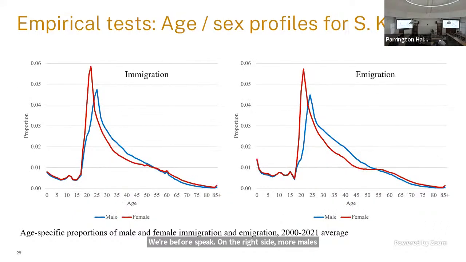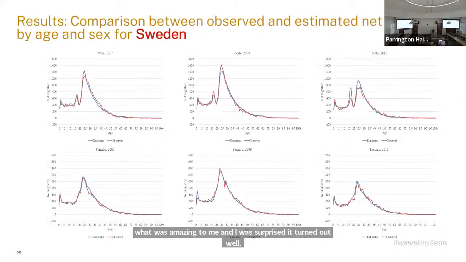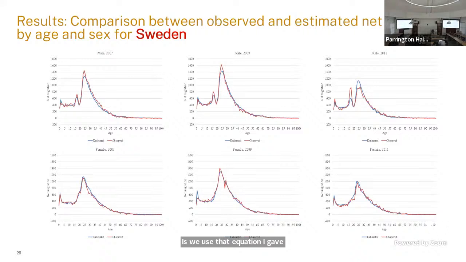Korea had a slightly different shape, much more focused in those young adult years. Again, females, which is the red line, is a lot sharper and younger than the male pattern. And what was amazing to me, and I was surprised it turned out well, is we used that equation I gave you. We plugged in these average rates. They were empirical, but just used average rates over time, same age-sex profile, same M, everything was the same, but over this 12 years, 15 years.